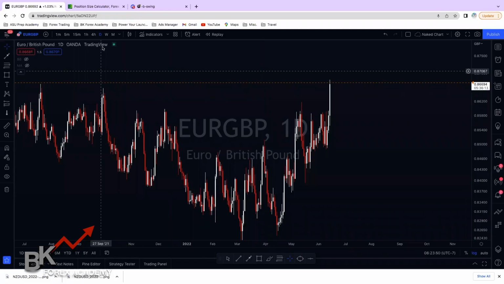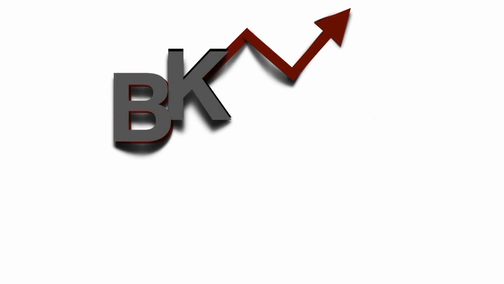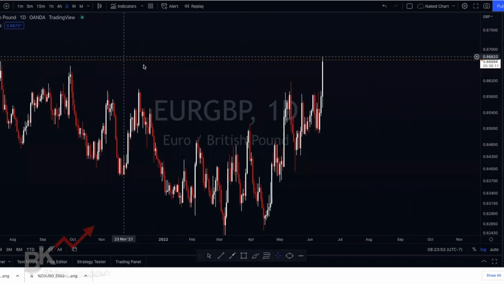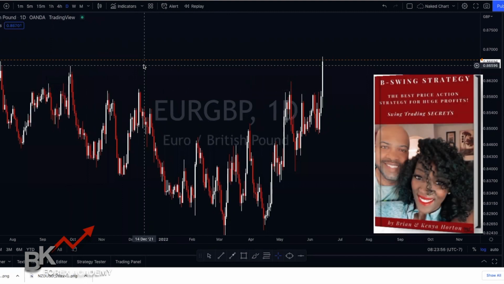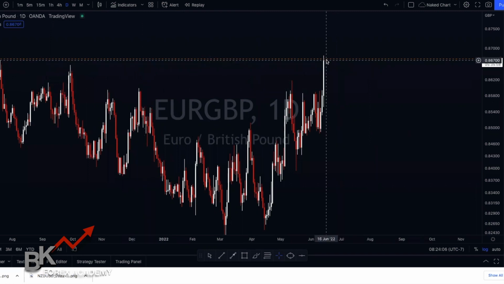All right, guys, so I'm on the daily looking at Euro GBP, about 70 pips or so, and that will be about 0.8611. According to our B swing strategy, we want to see where there's strong support or resistance zones. Price is currently here, and we like to see when price hasn't been at this particular zone for at least a year. But the greater the time span, the better that price will reverse.